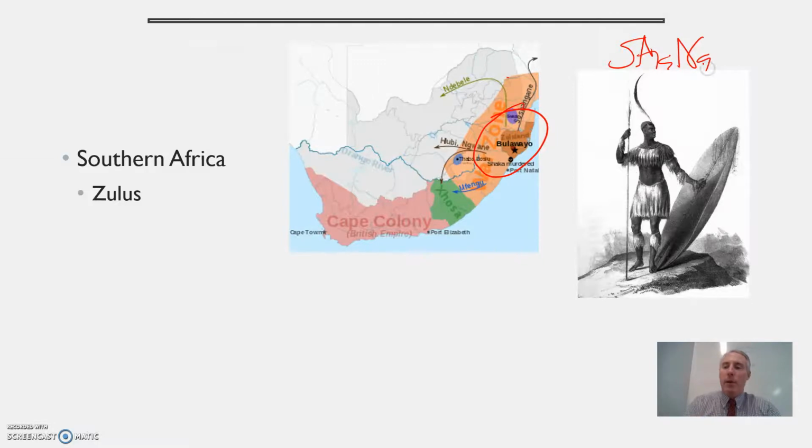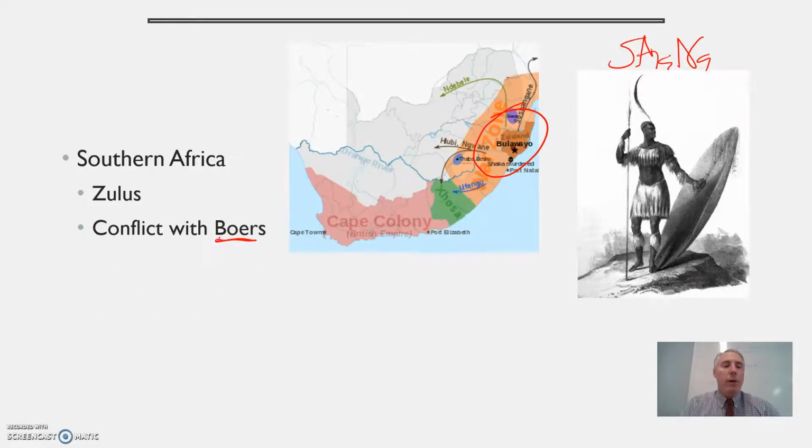Excuse my handwriting when I write on this, it's never very good. All right, but Shaka led them to conquest throughout this area, and it pushed other tribes out of the way, but they built up a sizable kingdom, and this conquest brought them into conflict with people down here in the Cape Colony, and they were known as the Boers.